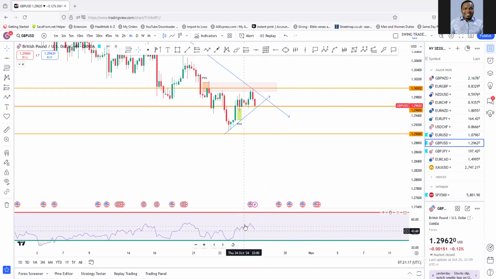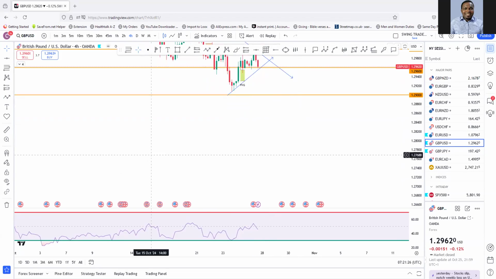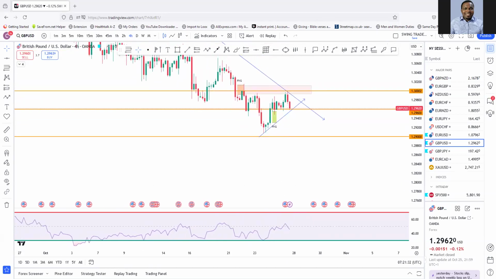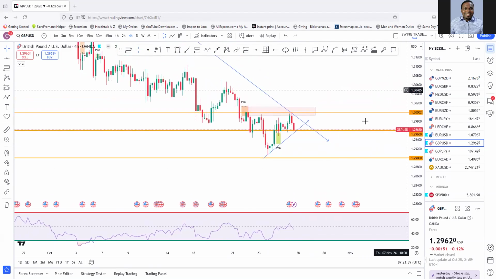And also, we see that price is trading below the 50 point. So that means there's more room to the downside for price to drop. So I'm also looking forward to that. And in retrospect, if we're looking at the bias overall, the bias is bearish. So we are looking for sell on GBPUSD. Okay, we are looking for sell because the daily time frame is bearish, and also the 4-hour is bearish.